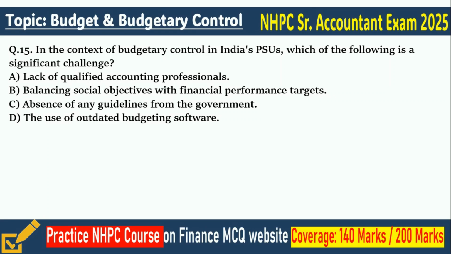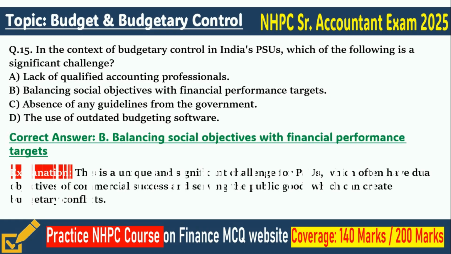So, friends, remember that for PSUs, earning profit is not the sole objective of the company. Their motive is also to maintain a balance between social objectives and the financial performance target. The correct answer has to be option B.